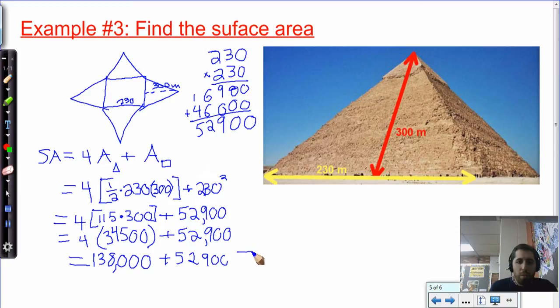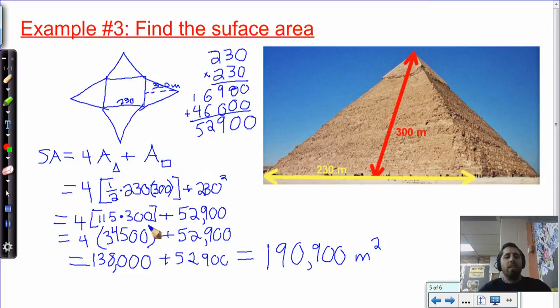And it's important to know, what is this unit going to be when we finally get this answer of 190,900? Yeah, 190,900, not just meters, but square meters. Okay, sorry, that one took a while, but hopefully the process made sense, even if including the base didn't, because that surface area is unseen. That face is unseen, but that's okay.